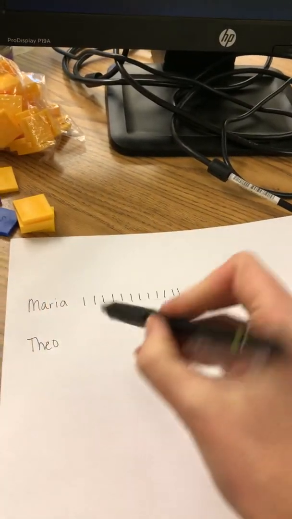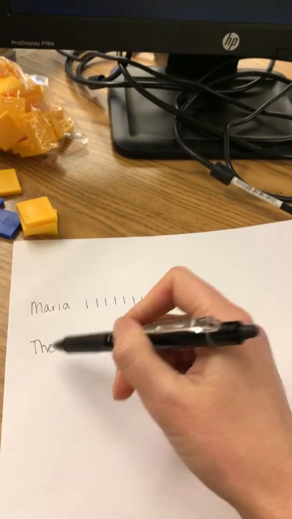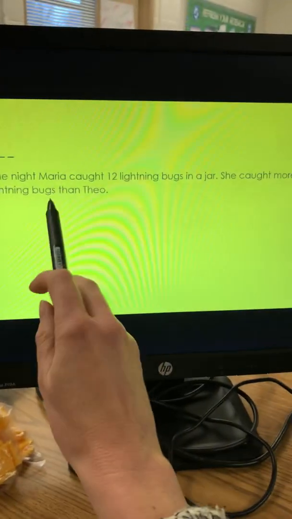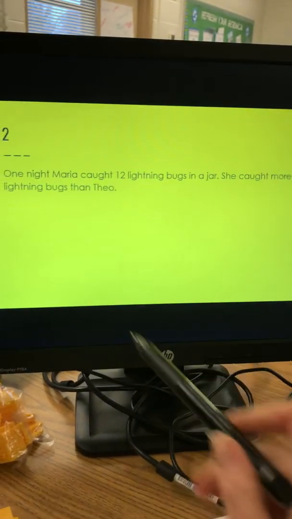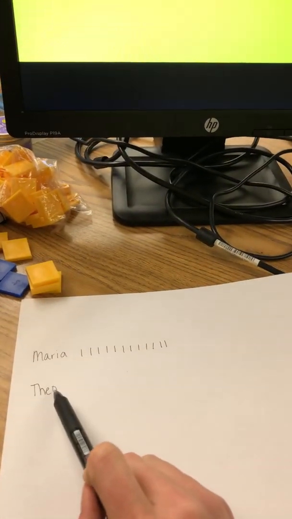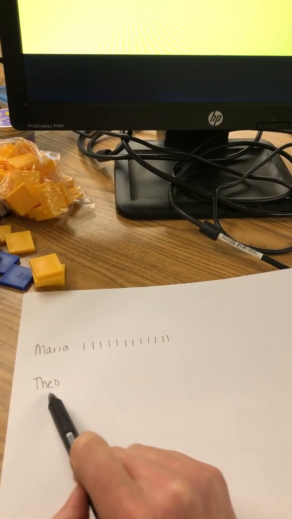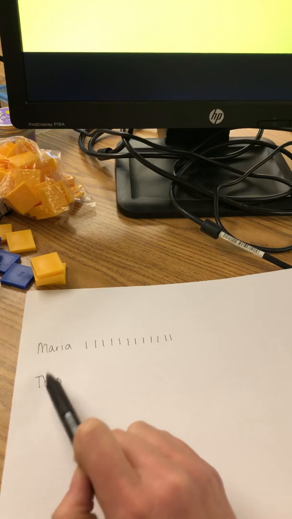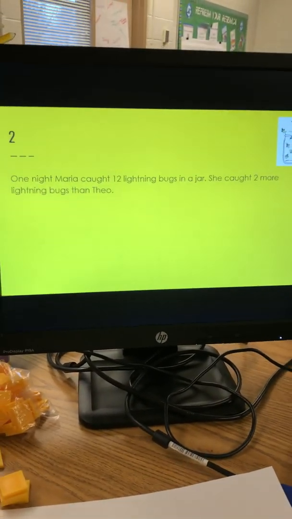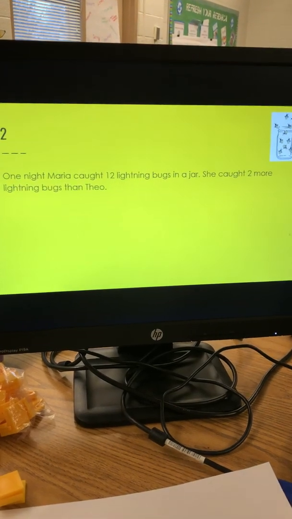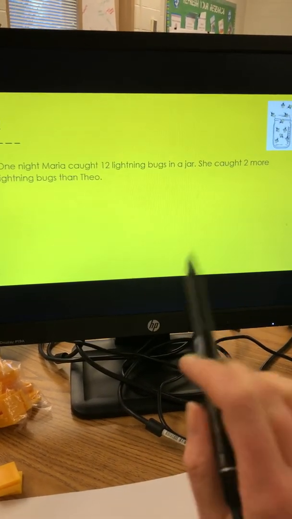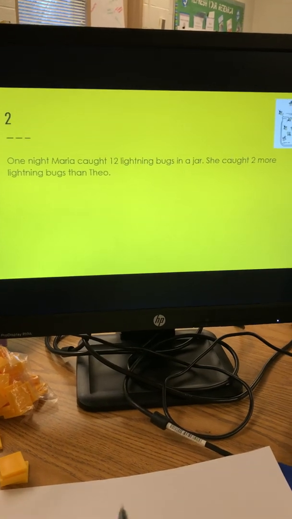Now remember, ideally this should be used with manipulatives or connecting cubes, but for the sake of my space, I'm just using tallies. We still don't know Theo, but what we do know is that Maria caught more than Theo. So the question that you can ask students is, if Maria caught 12, what does that mean that Theo must have caught? Anyone have any guesses? And they should be guessing numbers less than 12. All right, ready for our next information? Reveal that one night Maria caught 12, which we have. She caught 2 more lightning bugs than Theo.